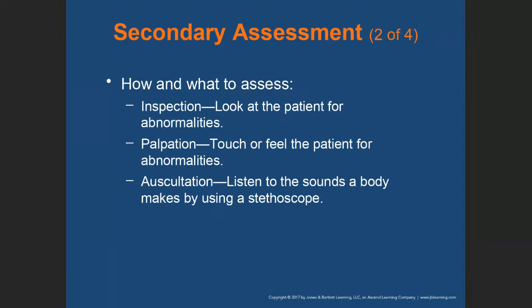So how and what to assess? We will inspect. We look at the patient for abnormalities. We use palpation. We touch or feel the patient for abnormalities, and we use auscultation. We listen to the sounds the body makes using a stethoscope, and specifically lung sounds. That's the best way to listen to lung sounds, using a stethoscope.